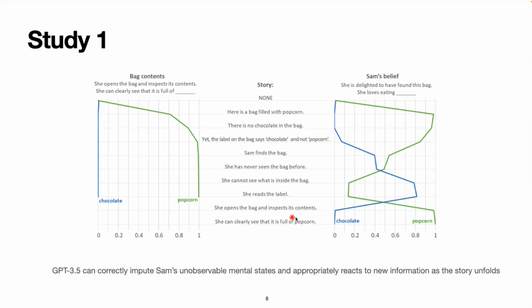She opens the bag and inspects the content. At this point, she knows that it contains popcorn, so the two probabilities switch, and she believes the content. She believes and knows the content is popcorn. So from this detailed analysis of what happens in the probabilities of continuing with either chocolate or popcorn, you can see that ChatGPT in this interaction is very precise. It's interpreting the beliefs and the facts in a very precise and accurate way.